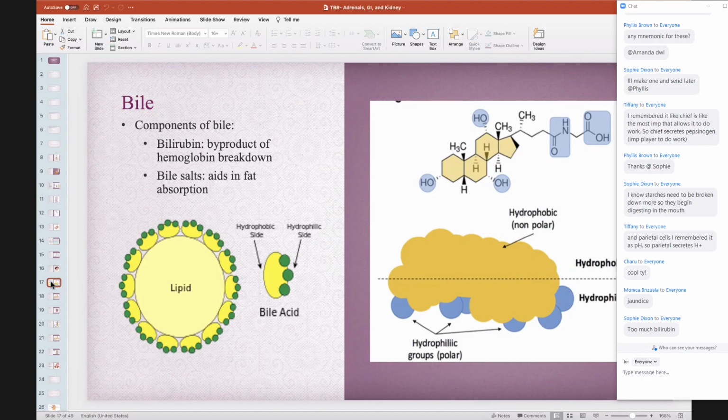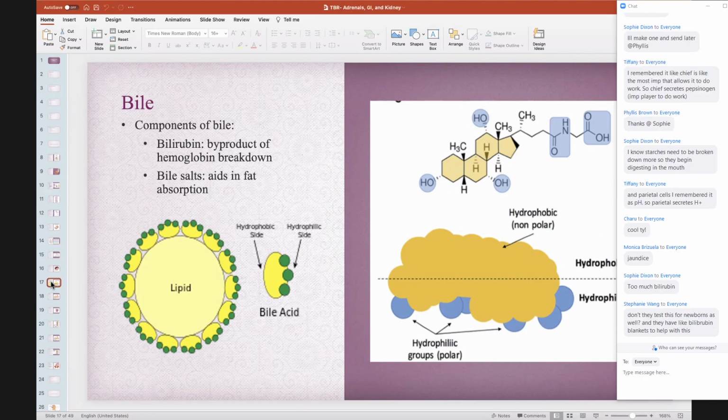Let's say the liver stops working. So not only are we having hypoalbuminemia, which is we don't have enough albumin in the blood, we also have bilirubin buildup. And that is a very toxic substance. We don't want that flowing throughout the body. The other component of bile is bile salts. And so this is where we're getting more of a mechanical breakdown of fats.